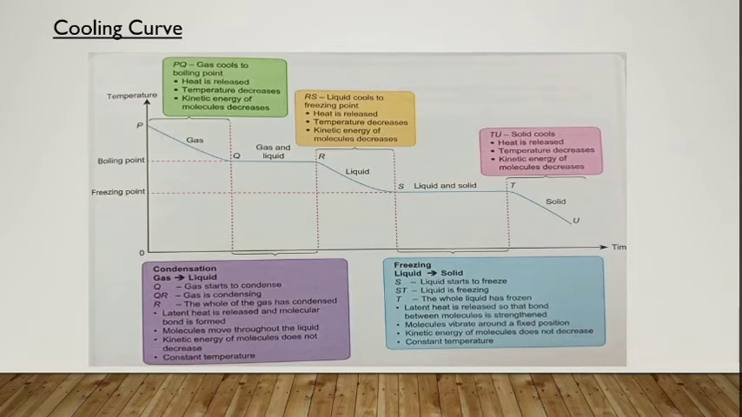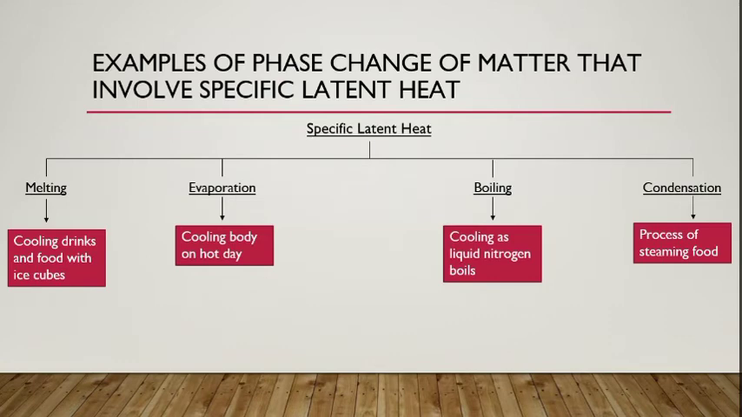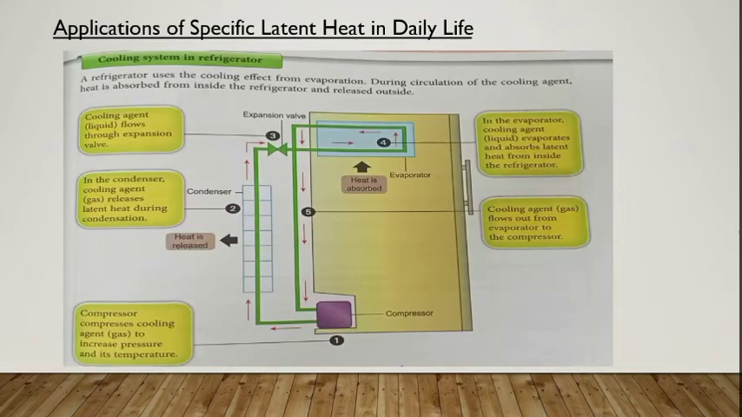Constant temperature. Phase changes of matter that involve specific latent heat: melting, cooling drinks and foods with ice cubes; evaporation, cooling the body on a hot day; boiling, cooling as liquid nitrogen boils; condensation, the process of steaming food. Applications of specific latent heat in daily life.